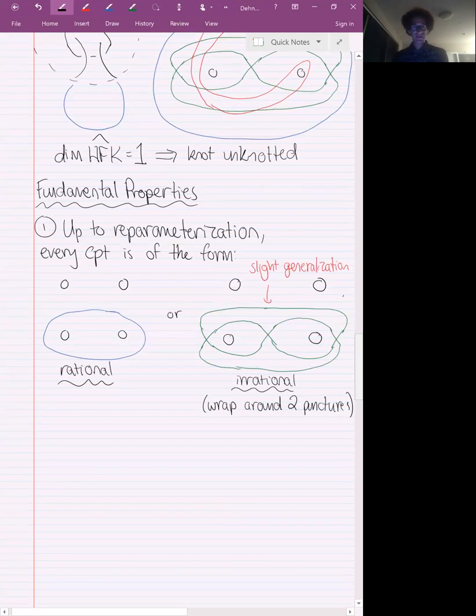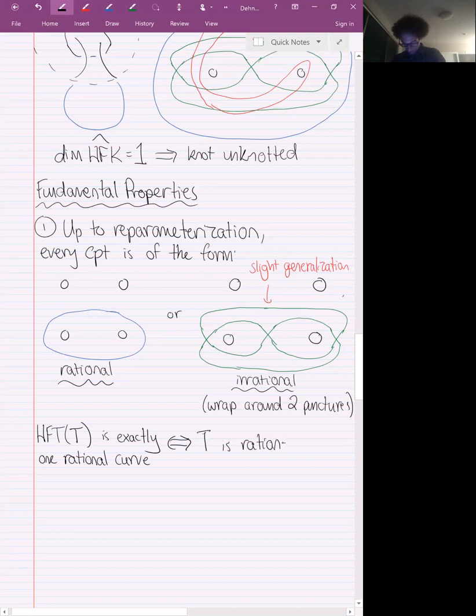But I do also want to tell you that this tangle invariant has a lot of good topological information contained inside of it. So let me give an example of this, which is, well, what are the tangle invariants that have exactly just one rational curve and no irrational curves? Well, that's actually easy to characterize. So HFT of T is exactly one rational curve if and only if T is actually itself a rational tangle.